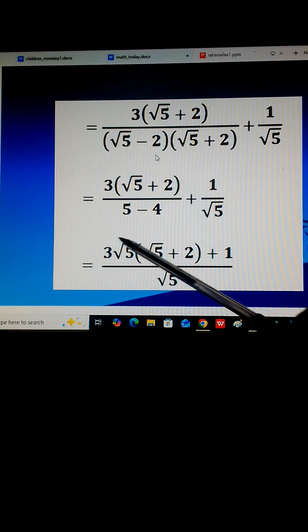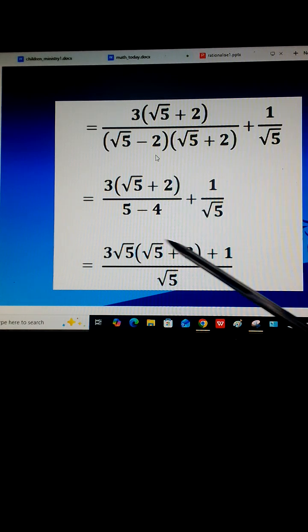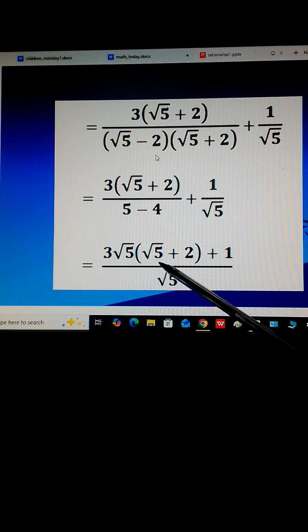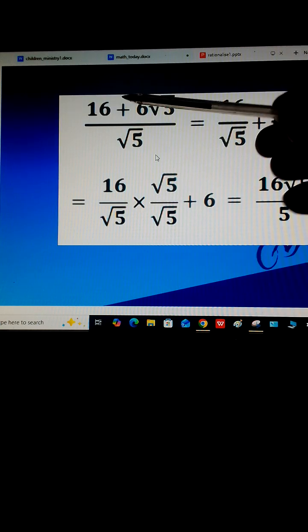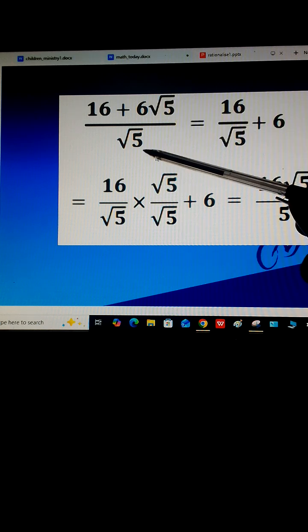So we can now evaluate the numerator. 3 root 5 times root 5. We open the brackets by multiplying this term by everything here. 3 root 5 times root 5, you get 3 times 5, which is 15. Okay? Then plus 3 root 5 times 2. You get 2 times 3 is 6, 6 root 5, then plus 1. So that 15 plus 1 is 16 plus 6 root 5. That's where we are. 16 plus 6 root 5 over 5.